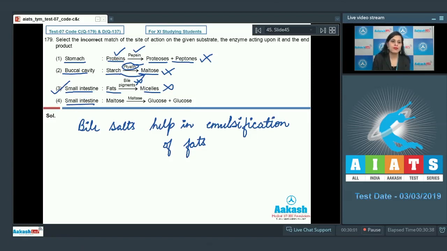The last option is small intestine, in which maltose in presence of maltase produces 2 glucose units, and as it is a correct match, this cannot be the correct answer to our question. Maltose is a disaccharide, consists of 2 glucose units, and in presence of maltase, this maltose gets digested into 2 glucose units in small intestine. So the correct answer to this question is option number 3. Let's proceed to the next question.